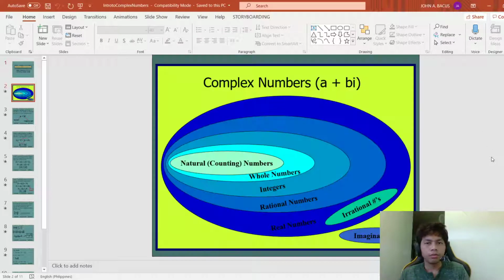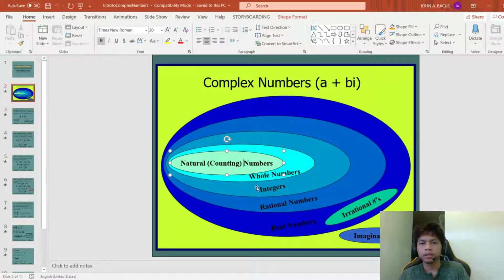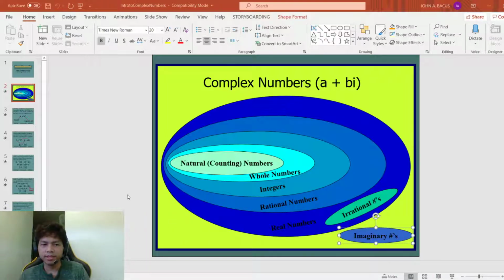All right. So as you can see here, complex numbers are a plus bi. In this, we can see some of the numbers. We have natural or counting numbers, whole numbers, integers, rational numbers, real numbers, and irrational numbers. As you can see, imaginary numbers are outside the box. Not literally outside the box, but as you can see, it's outside the box.